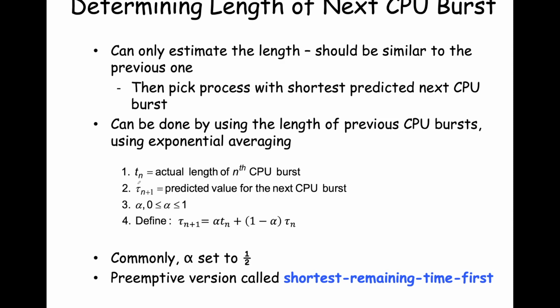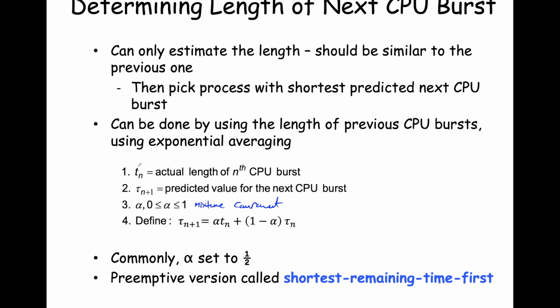So that's going to be this tau. This is Greek for t. Our tau n plus 1 is going to be the predicted value for the next CPU burst. So T sub n is the actual length of the nth burst, and tau n plus 1 is the predicted value. Then we set a mixture component alpha. What this mixture component is going to do is define what our next predicted burst time will be, tau n plus 1.